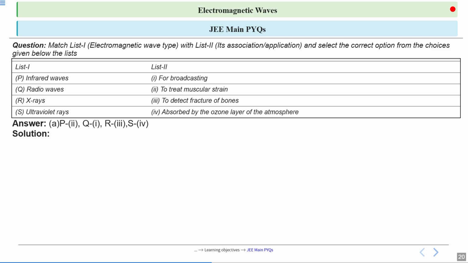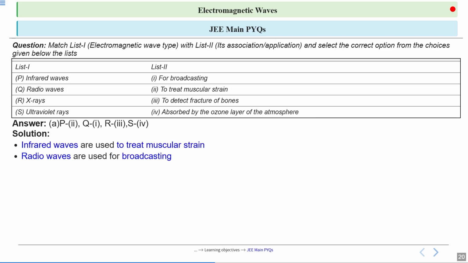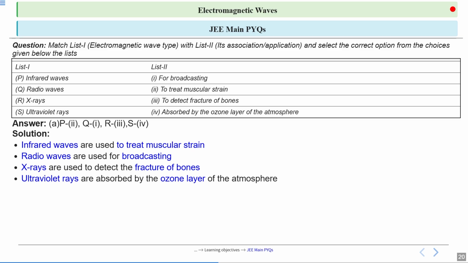X-rays are associated with the third, to detect fracture of bones. X-rays can penetrate through the tissues, but they cannot penetrate through the bones, so X-rays are used to detect fracture of bones. Ultraviolet rays are absorbed by the ozone layer of the atmosphere because they are harmful for the skin. So infrared waves are used to treat muscular strains, radio waves are used for broadcasting, X-rays are used to detect fracture of bones, and ultraviolet rays are absorbed by the ozone layer of the atmosphere. So option A is correct.